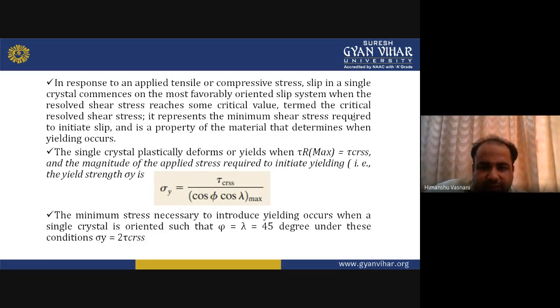And the single crystal plastically deforms or yields when you have a value given by the formula for yield strength, σy, which equals the magnitude of applied stress, τcrss, divided by cos φ cos λ. So here you can see that the minimum stress necessary to introduce yielding occurs when a single crystal is oriented such that these angles are equal to 45 degrees. Okay, so this is good.